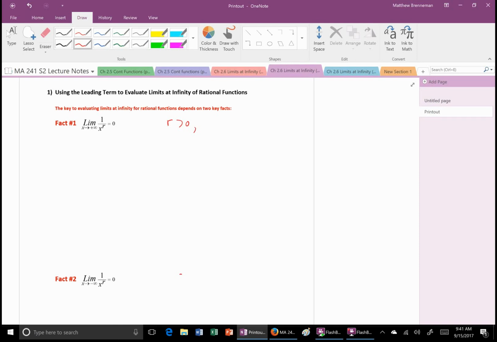The idea is that if r is positive, as x goes to infinity, x to the r is going to infinity, which means 1 over x to the r is going to go to 0. And this is actually true.